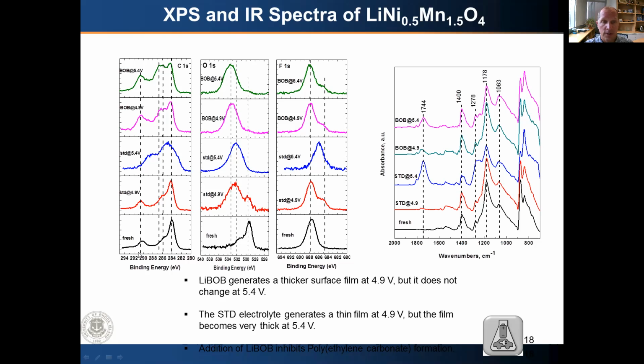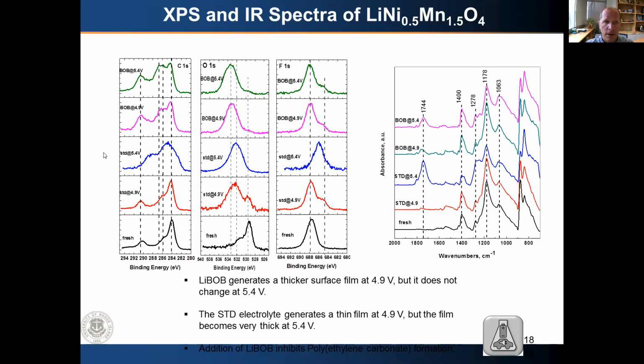However, if we store the standard electrolytes to 5.4 volts, we see a very large change in both the XPS spectra and also the IR spectra, consistent with the generation of high concentrations of polyethylene carbonate. So we're seeing a lot of polymerization reaction here.